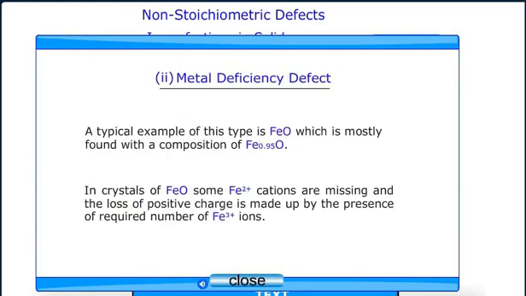Now we will study about metal deficiency defect. A typical example of this type is FeO, which is mostly found with a composition of Fe0.95O. In crystals of FeO, some Fe2+ cations are missing, and the loss of positive charge is made up by the presence of the required number of Fe3+ ions.